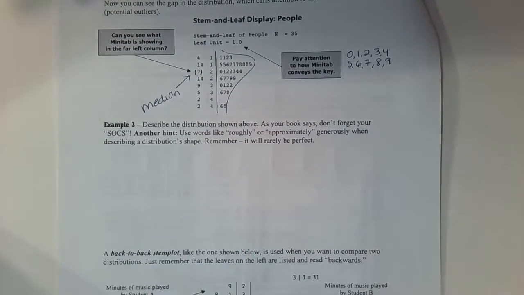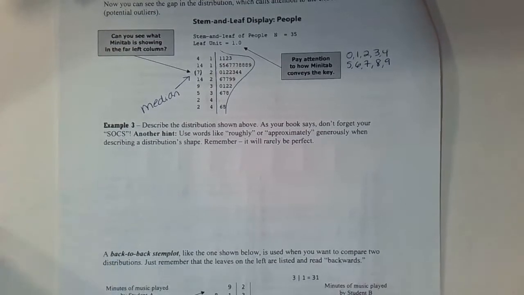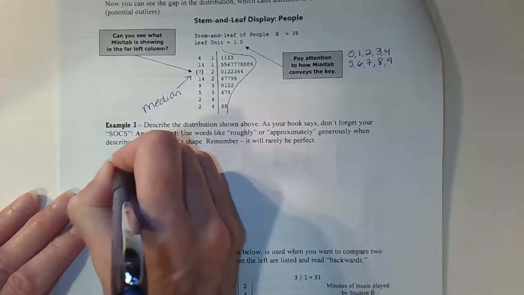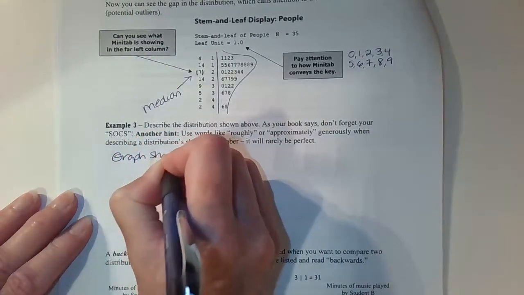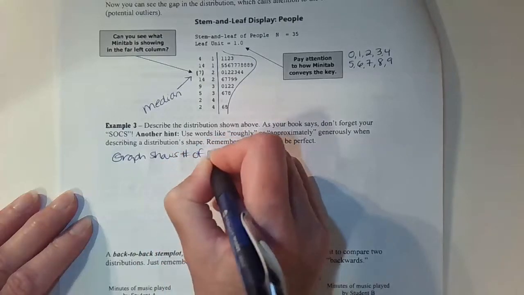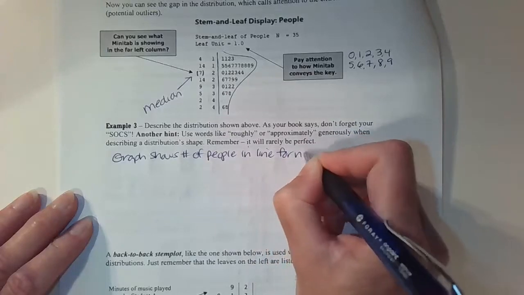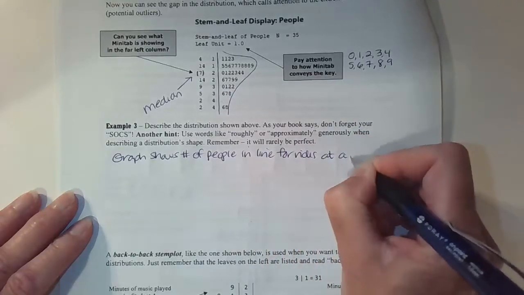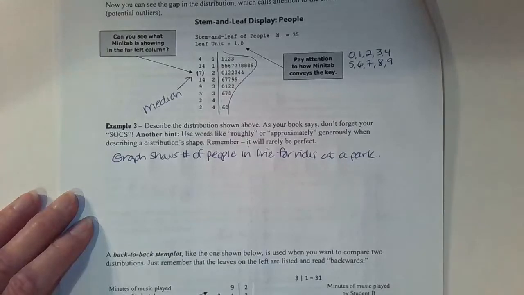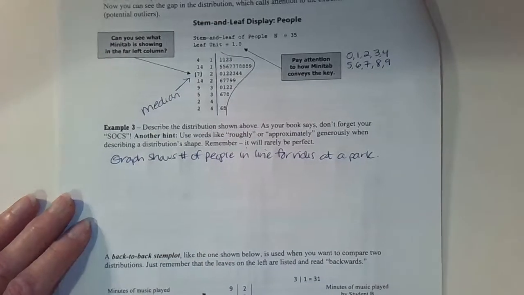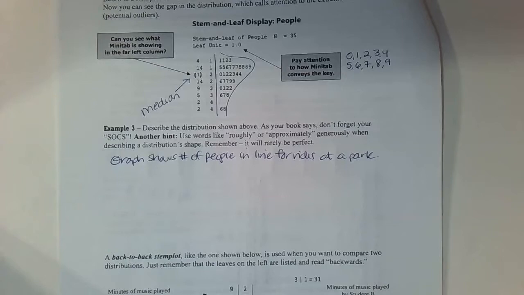Another hint: use words like roughly or approximately generously whenever you describe a distribution. Remember, it's rarely going to be perfect. The first thing I would do is talk about what the graph shows. The graph shows the number of people in line for rides at a park. I like to start by saying what the graph is actually showing, almost like what your title would have been. Now you can address your SOCS in that order.